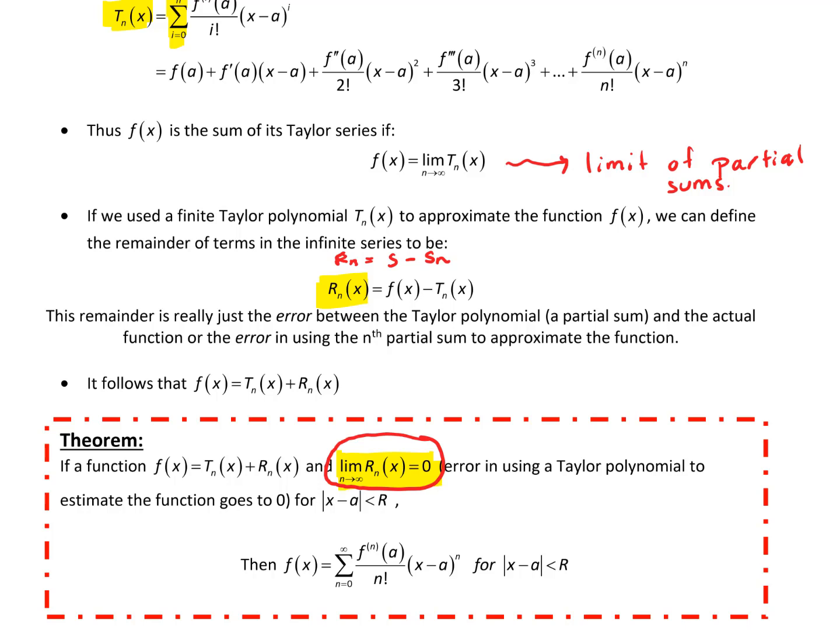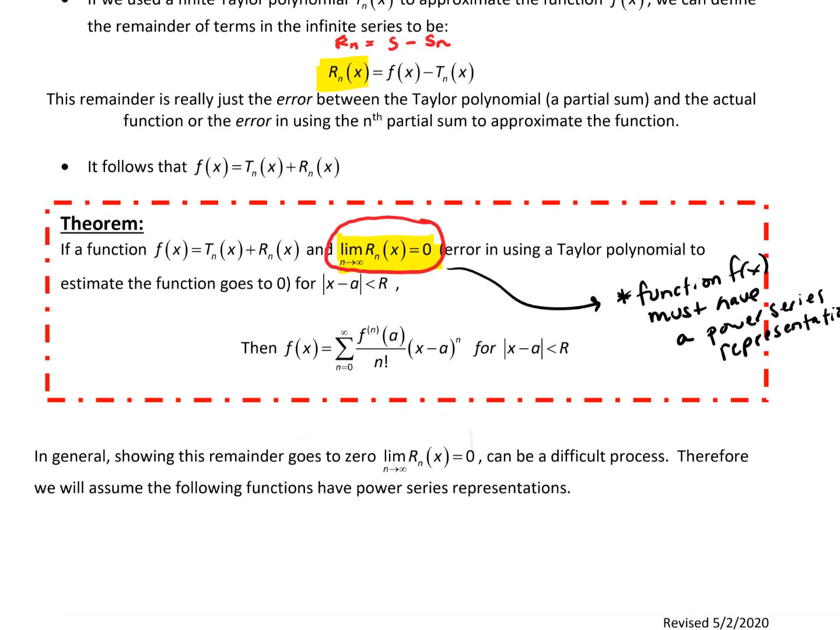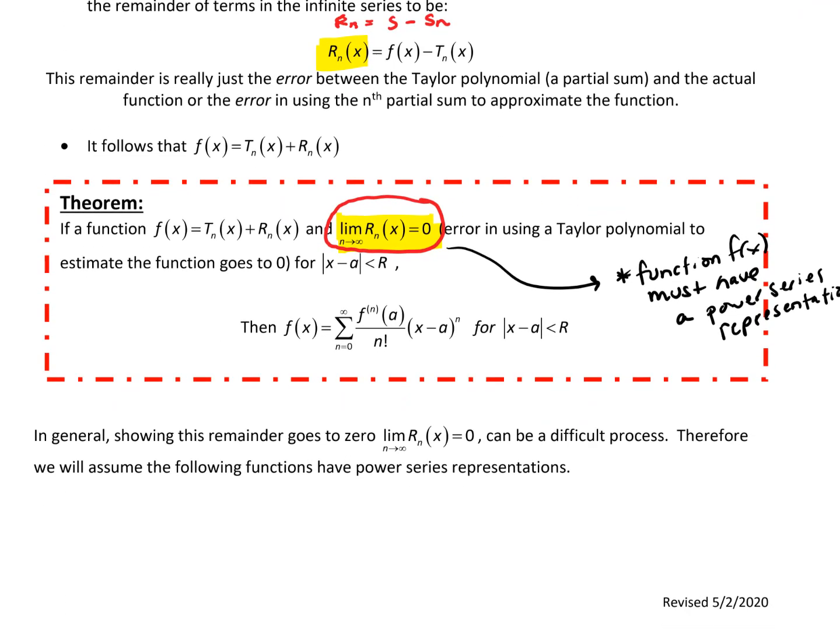So that tells me that f of x must have a power series representation. If we can show that the remainder goes to 0, then we know that a function has a power series representation. Okay, so that's the type of functions that we're going to be able to write power series representations for. Now, in general, showing that this remainder goes to 0 can be a difficult process.